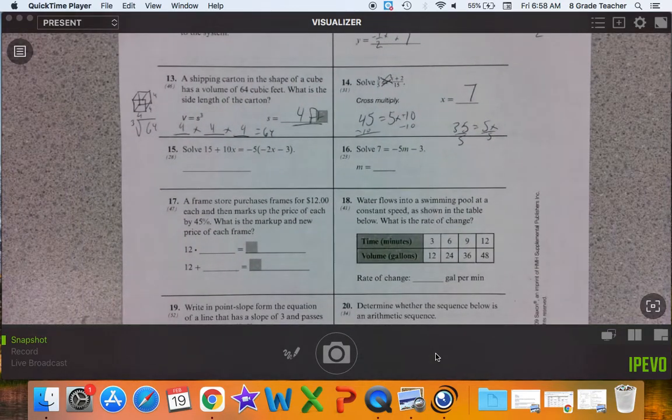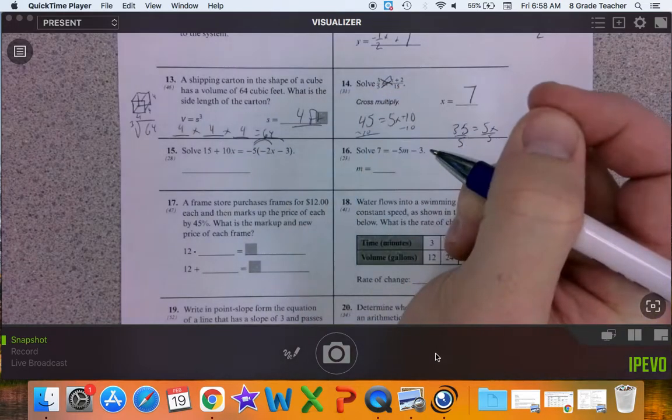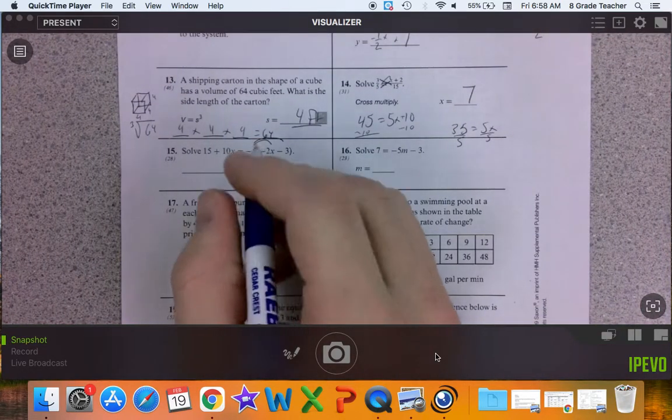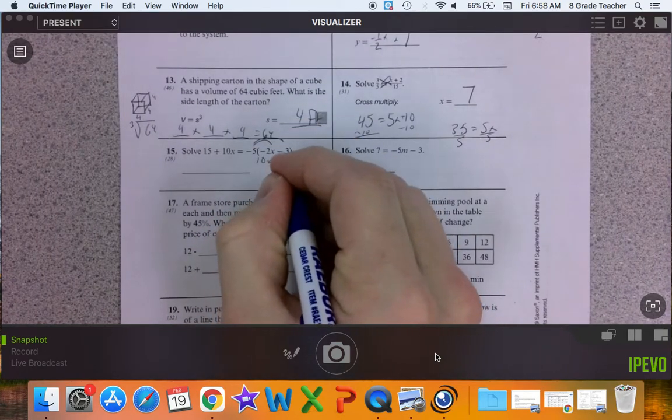Number 15. Solve 15 plus 10x equals negative 5 times the quantity 2x minus 3 in parentheses. Now here you've got parentheses on the outside, so you have to distribute and multiply to rewrite that portion of the expression. Negative 5 times negative 2x is going to give you a positive 10x, and negative 5 times negative 3 is going to give you a positive 15.